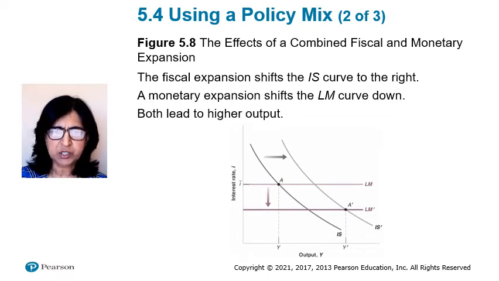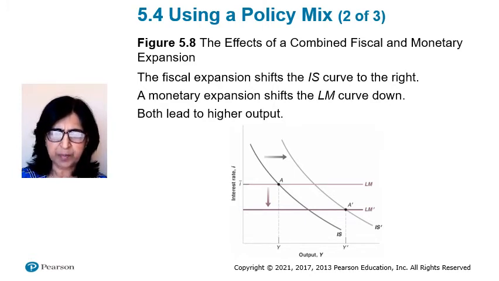Figure 5.8 shows the effects of a combined fiscal and monetary expansion in steps. Step 1. The fiscal expansion shifts the IS curve to the right. A monetary expansion shifts the LM curve down. Step 2. Both lead to higher output. The economy moves from point A to A prime and equilibrium output increases from Y to Y prime. Step 3. In words: as a result of using expansionary fiscal and monetary policy together, equilibrium output is higher and the interest rate is lower.